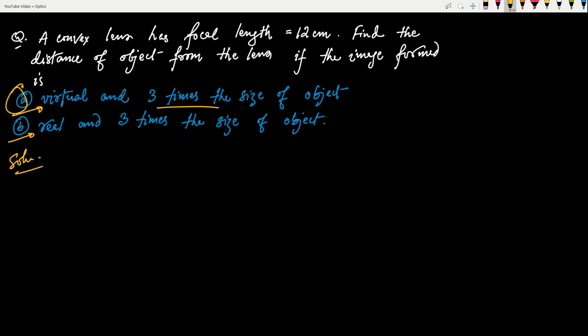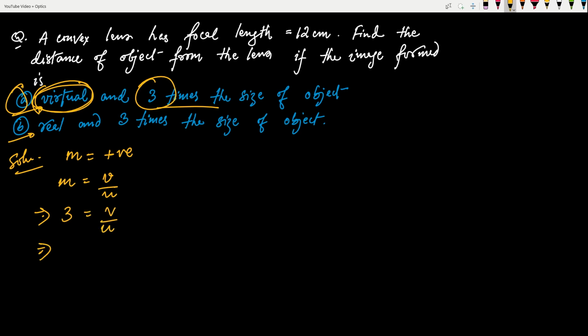The first thing that you need to remember is that whenever the image formed is virtual, the most important thing is that magnification is always taken to be positive. The most important part for this question. Therefore we know that magnification is v by u for a lens, and it's given that the magnification is 3 times. Therefore we can say that m is plus 3, equal to v by u, or we can say that 3u is equal to v.